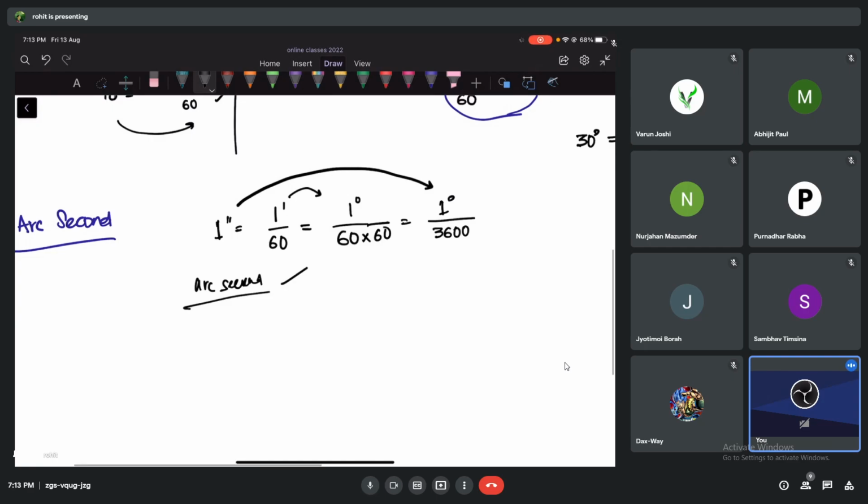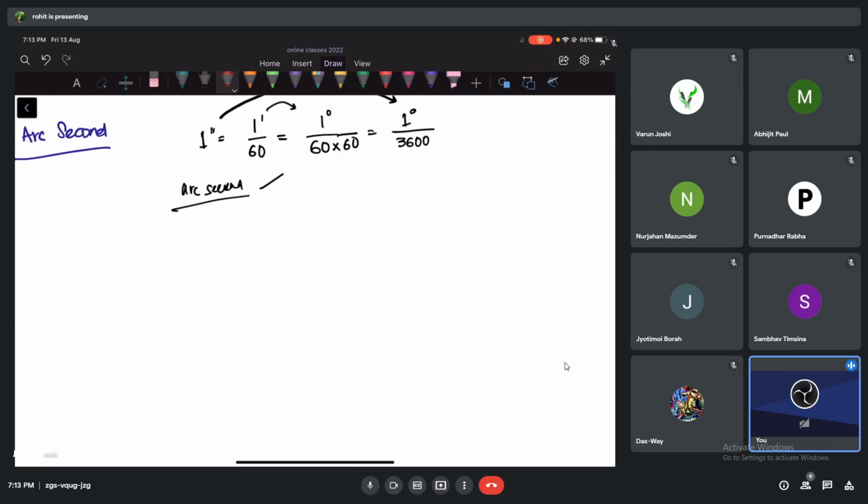Okay, I'll give you an example here of how we write these angles. Suppose I tell you 1 degree, and then I write here 54 arc minutes, and then let's say I write 3 seconds. Do you understand how to read this? Can you read it? This is an angle. All together it is an angle.